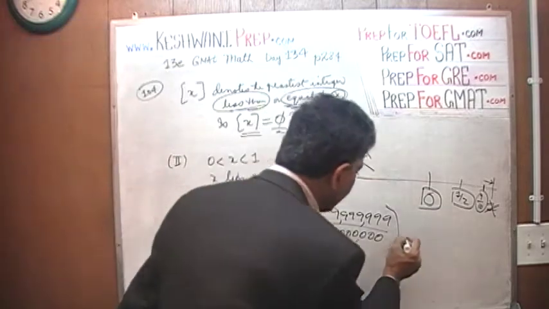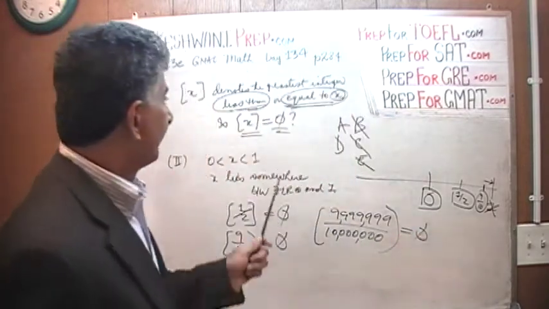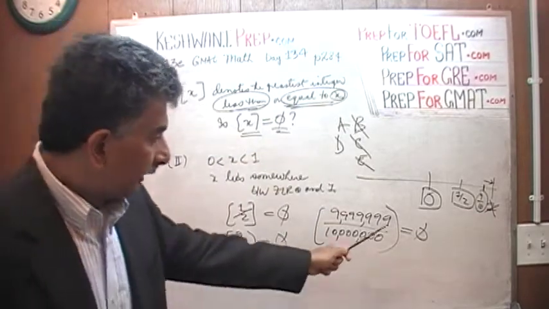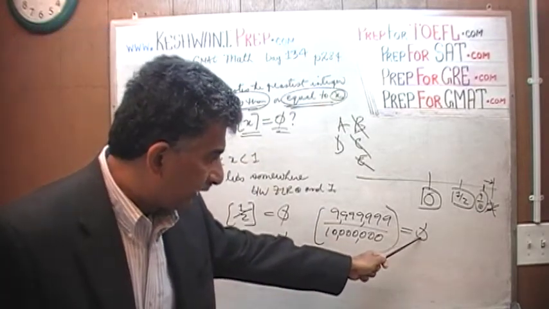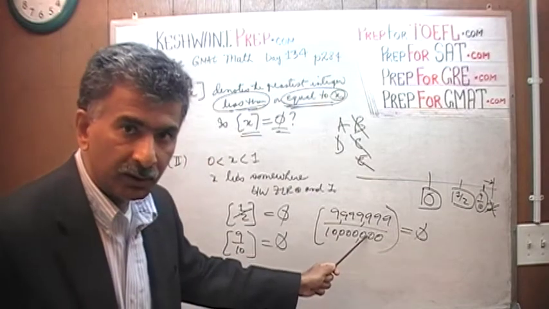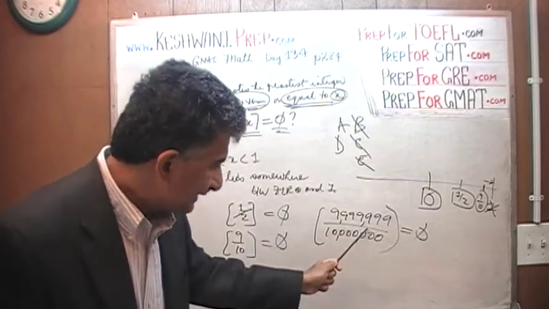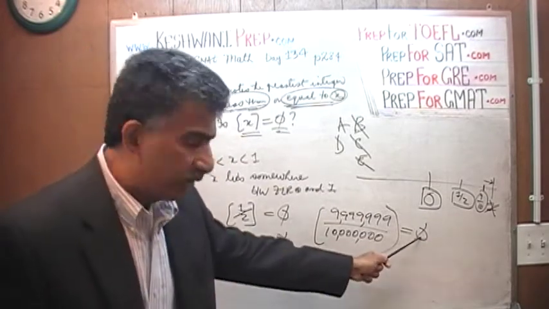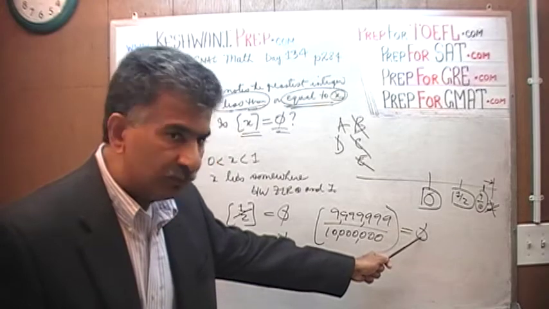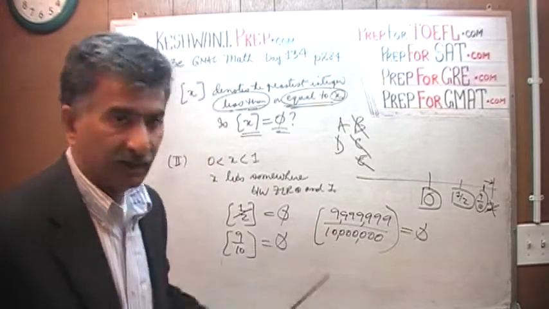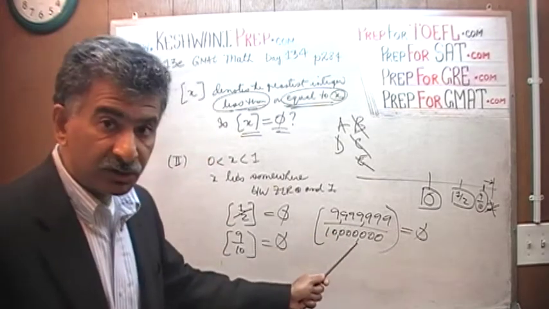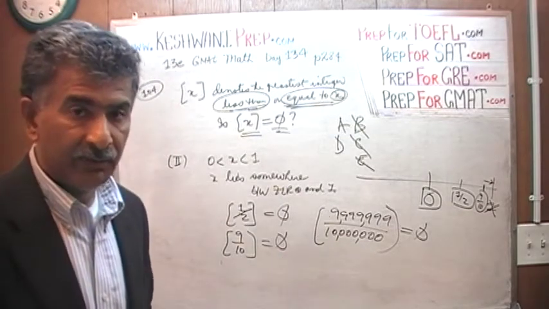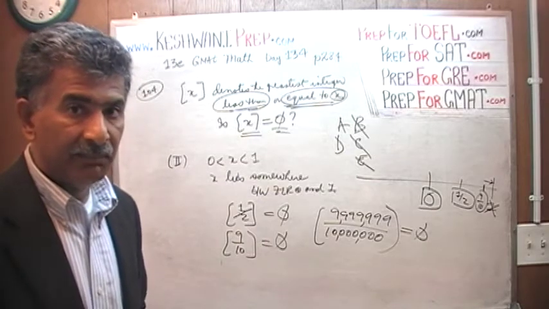The answer is 0. Because it has to be either less than or equal to. It cannot be greater than. Whatever answer here is, that answer cannot be greater than this quantity. That answer has to be either less than this guy or equal to this guy. We cannot put here anything. There exists no integer that is equal to this guy because this guy itself is not an integer. So the greatest integer that is less than 9,999,999 divided by 10 million is 0.